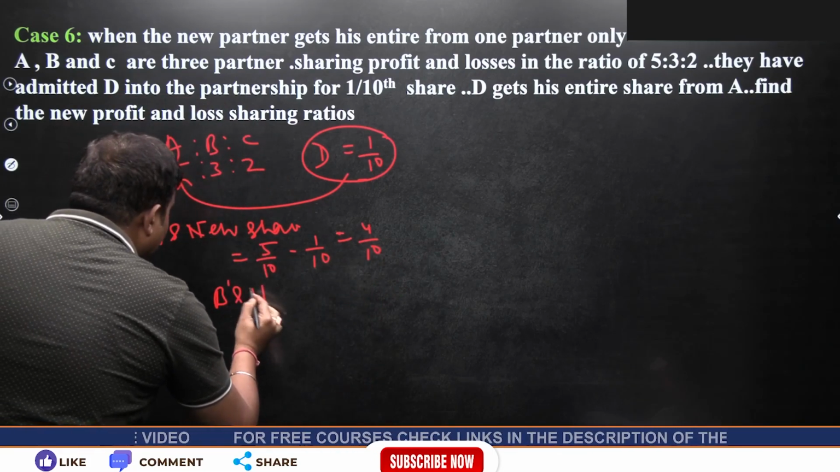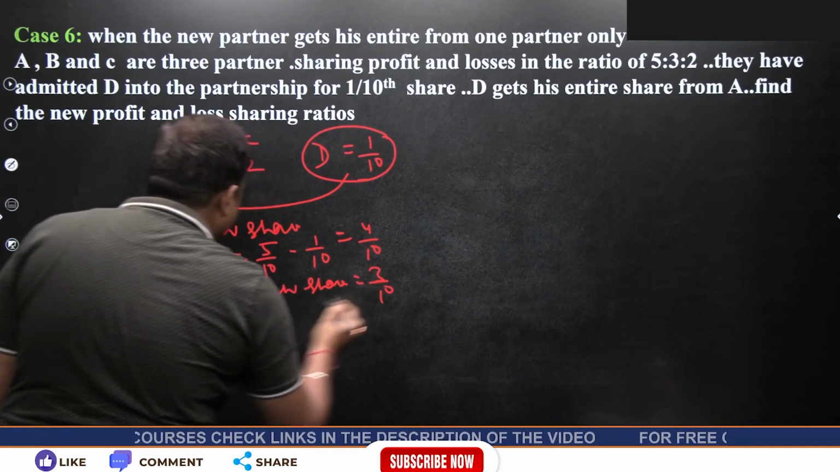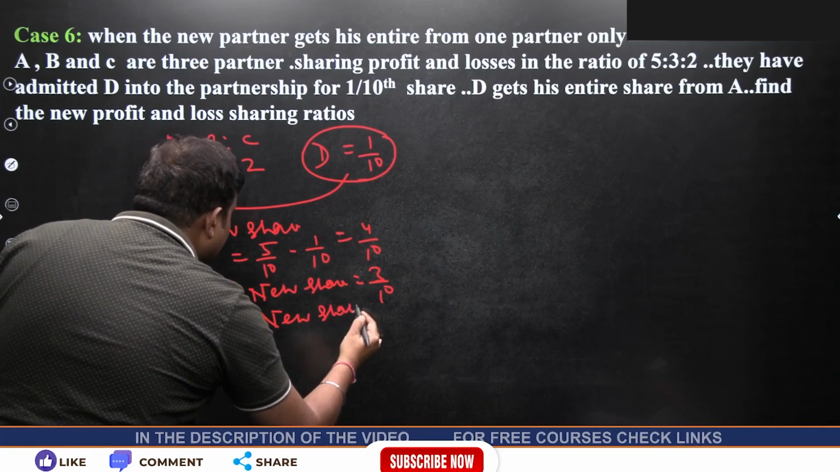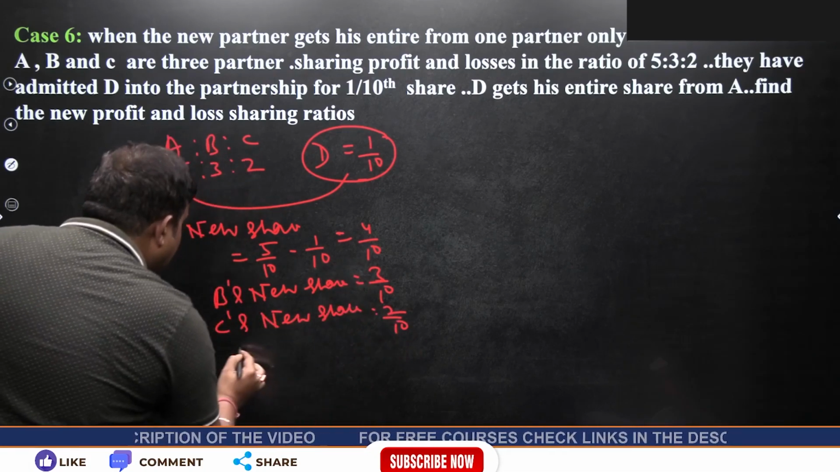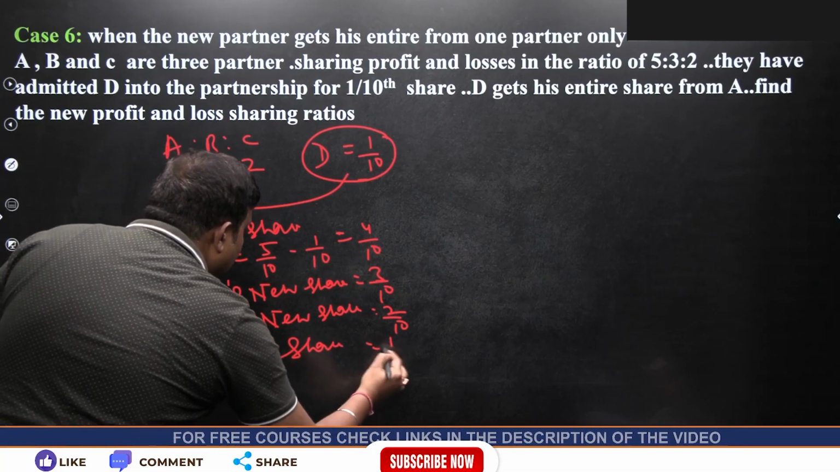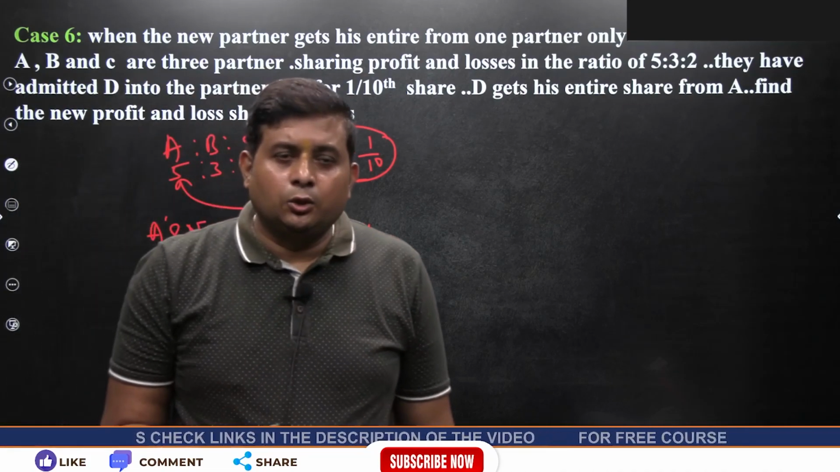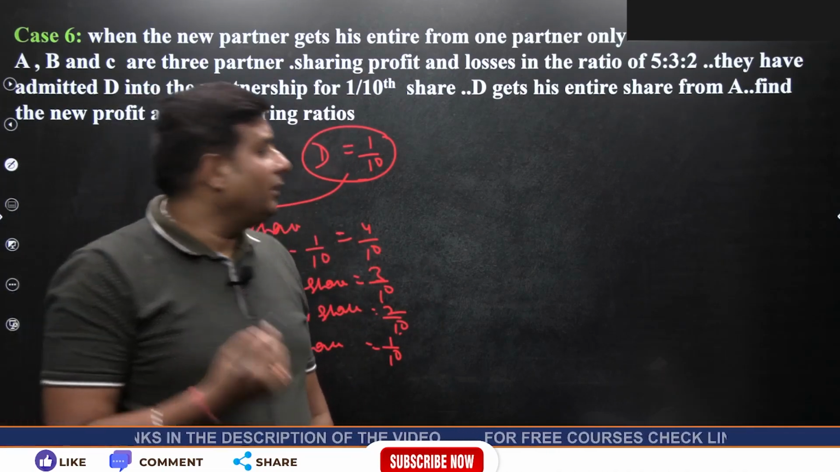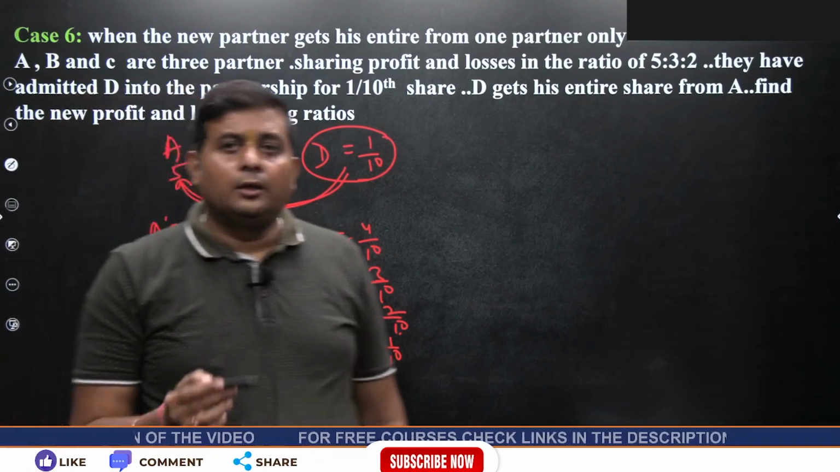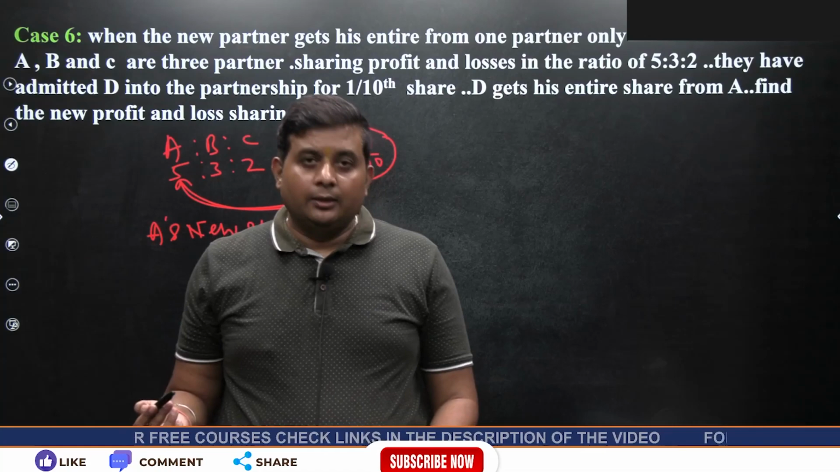B's new share, actually there is no change in B's share, is still the same, that is 3 by 10. C's share is still not changed, that is 2 by 10. And we have accommodated D's 1/10 share. So in this question, it is very clear that if they ask you what is the sacrificing ratio, definitely the entire share, since he is getting from A only, so A is the only sacrificing partner, equal to the share of D. I hope you understand. This is a very simple question we discussed.